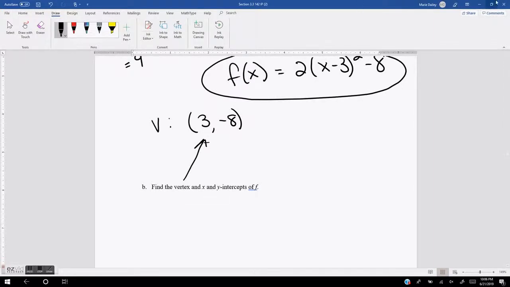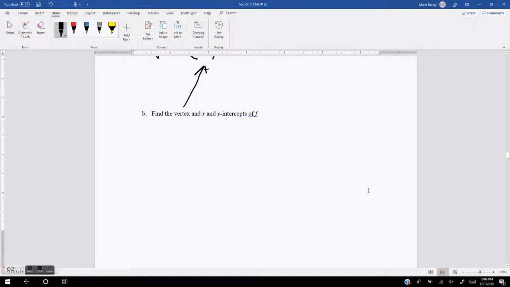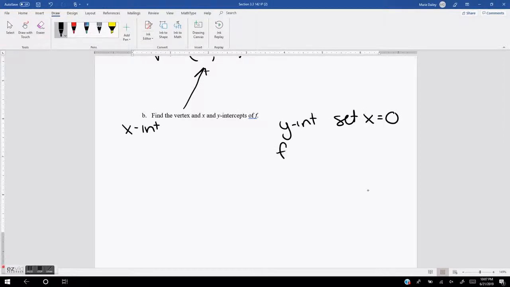All right, so just like before, we are now going to get our x and y intercepts. To find my y-intercept, I'm going to set x equal to 0. So f of 0 is 2 times 0 squared plus 12 times 0 plus 10. Well, that's nice, that's just 10. So my y-intercept is the point (0, 10).